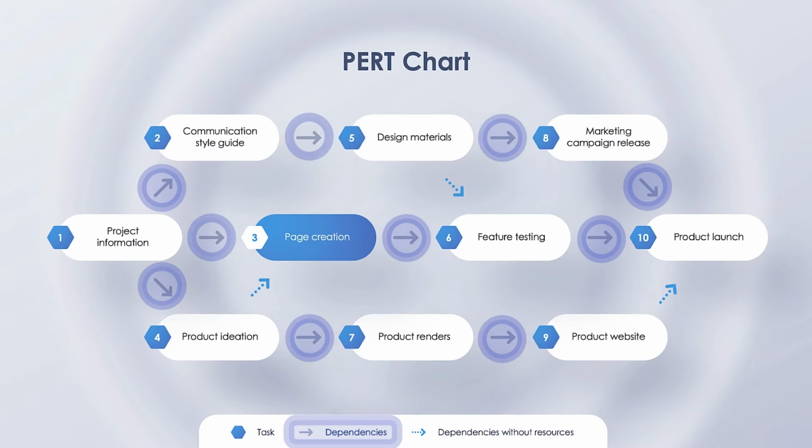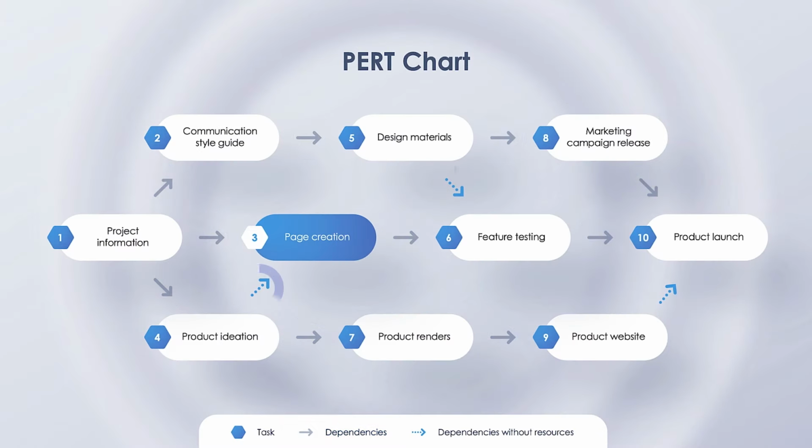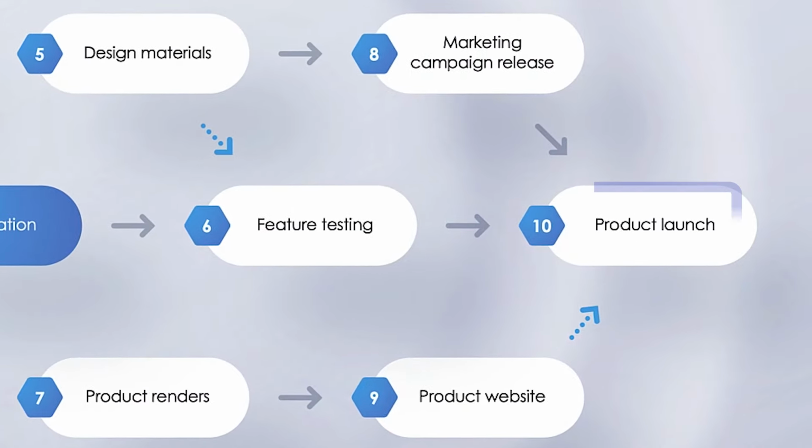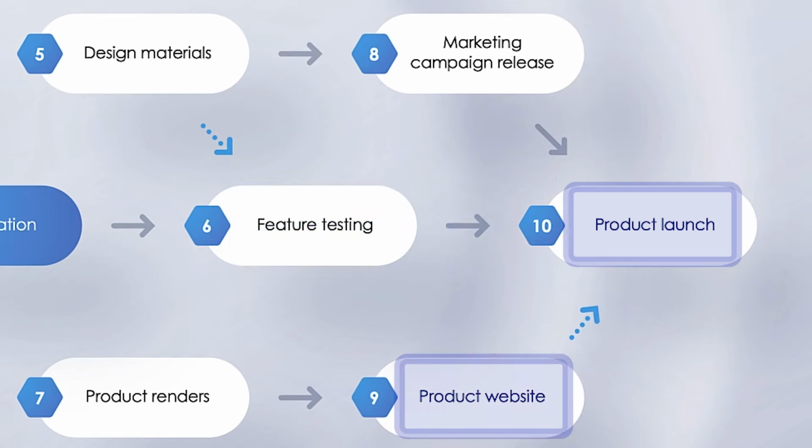The arrows also dictate whether something is connected versus dependent without resources, where the tasks aren't connected to each other, but often still relate. For instance, think of how product launch is directly dependent on a feature test, but is indirectly related to a product website. You still need a website to sell your product, but you don't need a website to make your product, unless your product is a website. Know anyone like that?